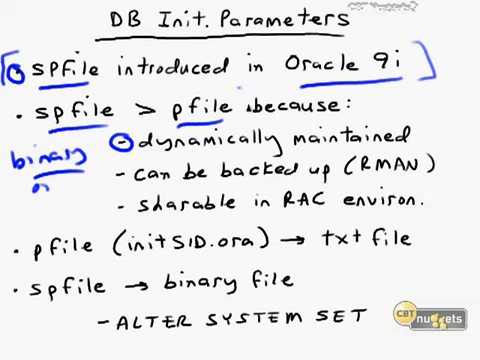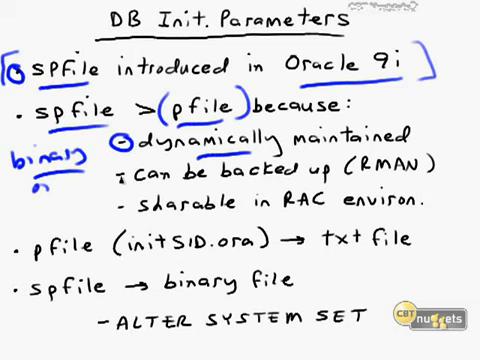By contrast, the P file is just a plain text file that can be edited with a plain text editor. It could be gedit or Vim in Linux. It could be Notepad or WordPad in Windows. And that's all well and good. You can use a P file. They work, but you have to bounce or restart the database every time you make a change. By contrast, you can make dynamic changes to at least most, not all, initialization parameters while the instance is running.